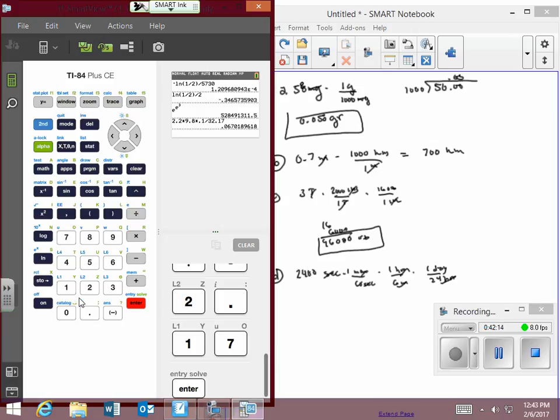I guess I can do it there. 2400 divided by 60. And that's 60 again. Not 0. 60. And then divide by 24. Almost 0.03 days. This was supposed to be 60 minutes. 0.28 days.